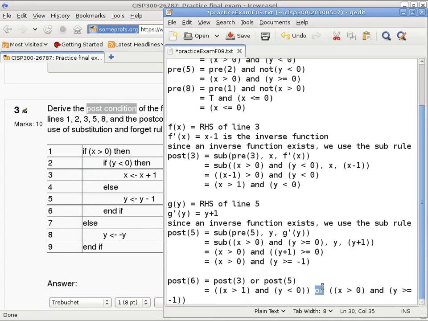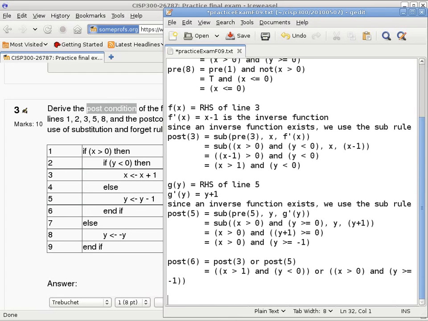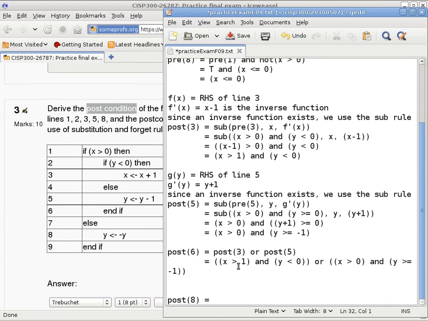We're almost done. We only have post 8 to deal with now. Post 8 is based on what? Well, first of all, we have to take a look at the right-hand side of that. So we call this FGH. So we say h of y is the right-hand side of line 8. And then we say h prime of y, which is the inverse function, is what? It's just the negation of y. The negation of y is its own inverse function. Is that okay?